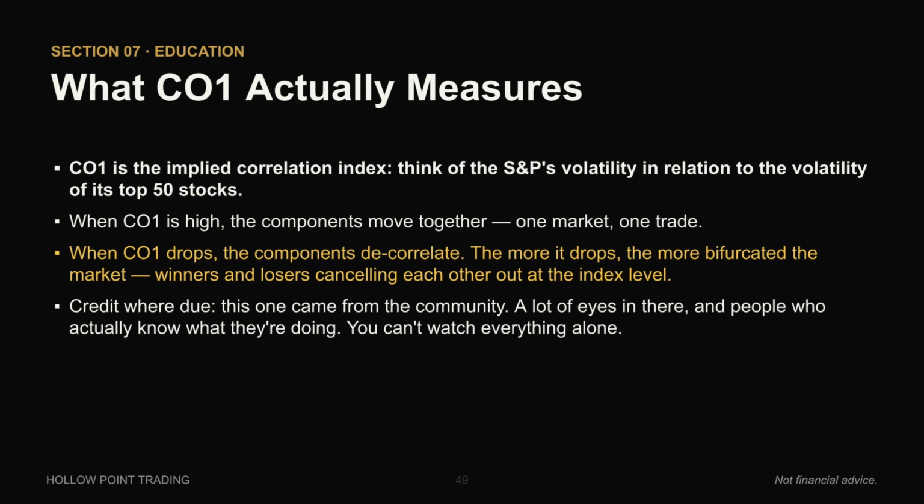CO1 measures the volatility of the S&P 500 in relation to its top 50 stocks. When the index is high, stocks move together. When it drops, they decorrelate, leading to a bifurcated market where winners and losers offset each other. Monitoring this helps identify when the market is losing its structural cohesion.